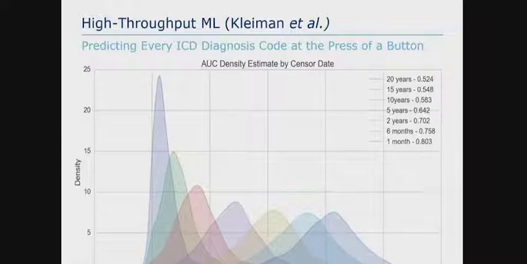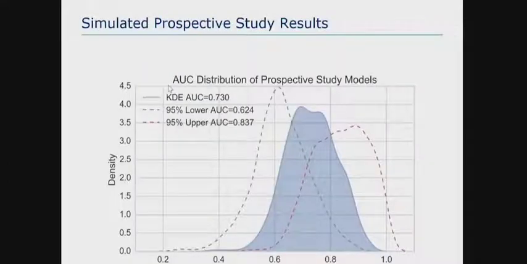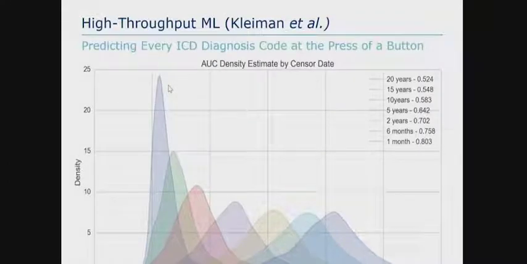This is a month before the first occurrence of the event in a patient. Here's the histogram of AUC 6 months ahead, 2 years ahead, and you've got to go all the way back to 20 years ahead before you're down near random guessing.